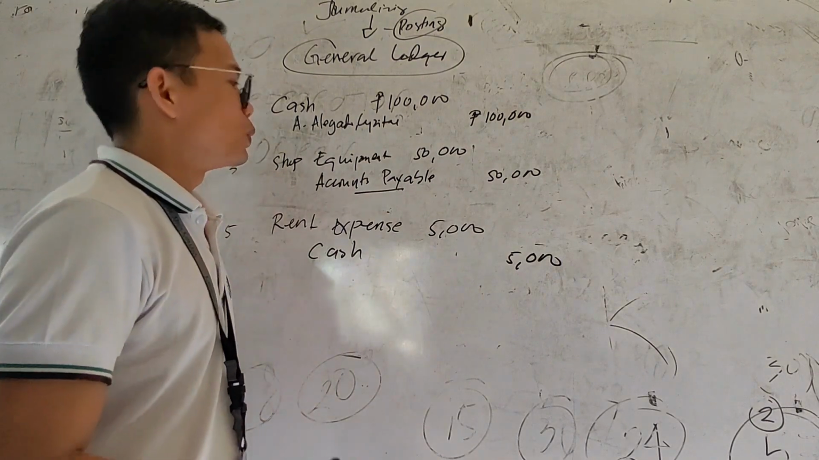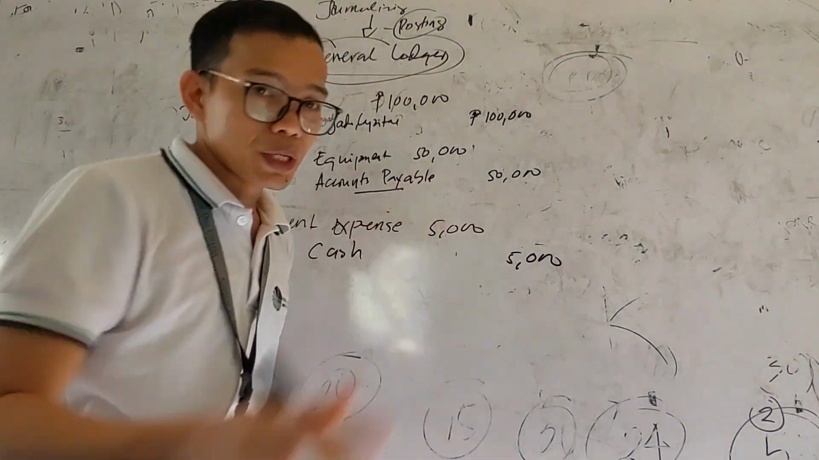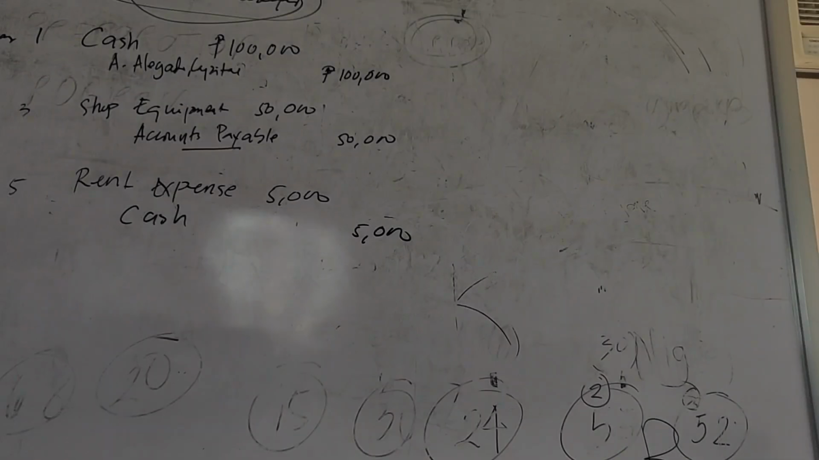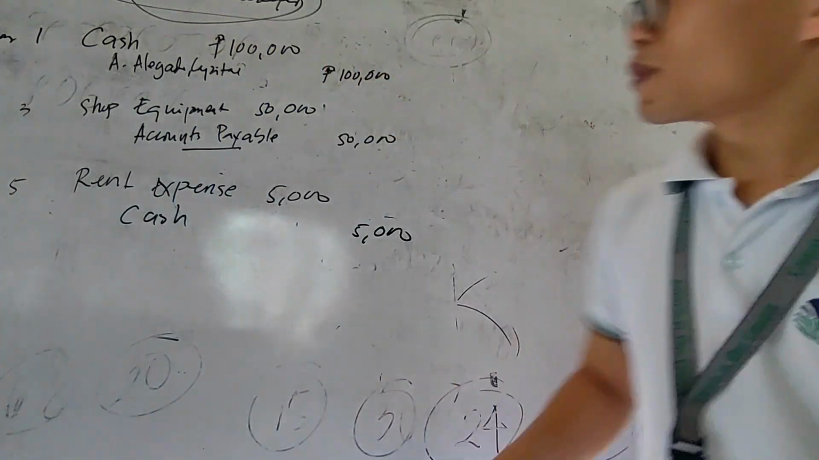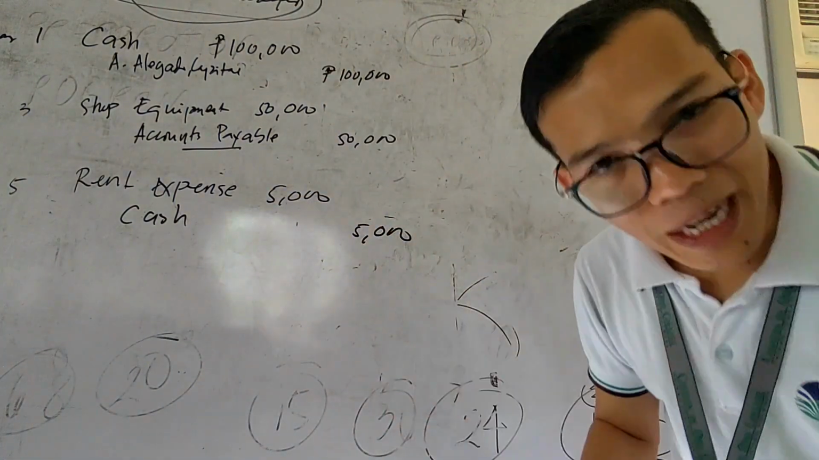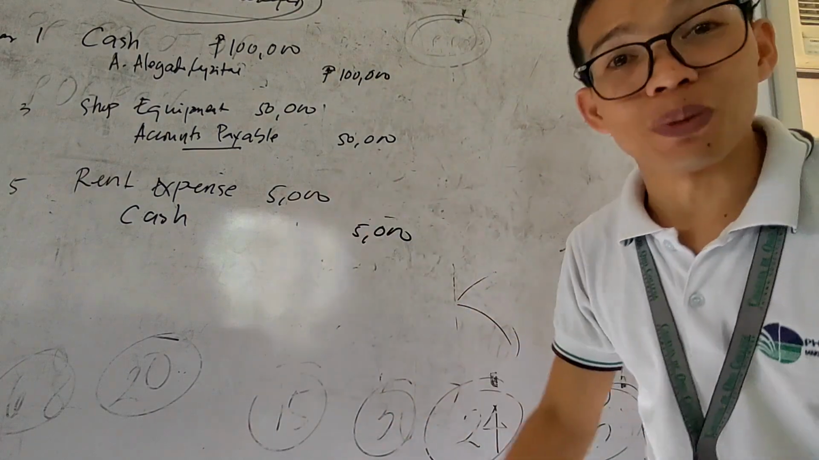Next goal is to prepare the ledger. And how are we going to do that? Okay, on the next video. Alright, so we have again these three entries. Now the next step is to prepare the general ledger. And how are we going to do that?